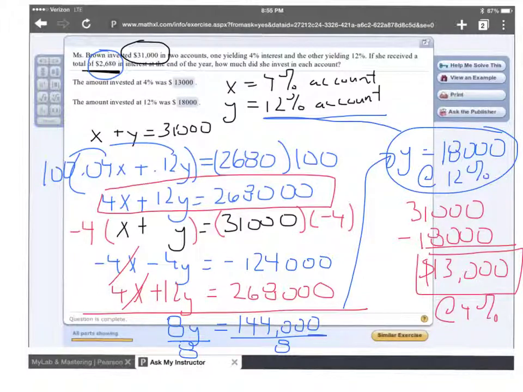So it's a system of equations, and then you have to go through and simplify, and I chose to get rid of the decimals like that.